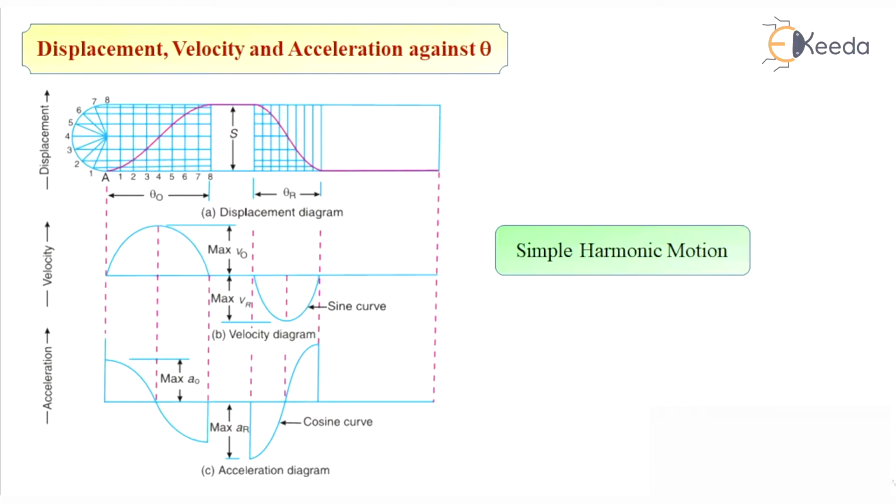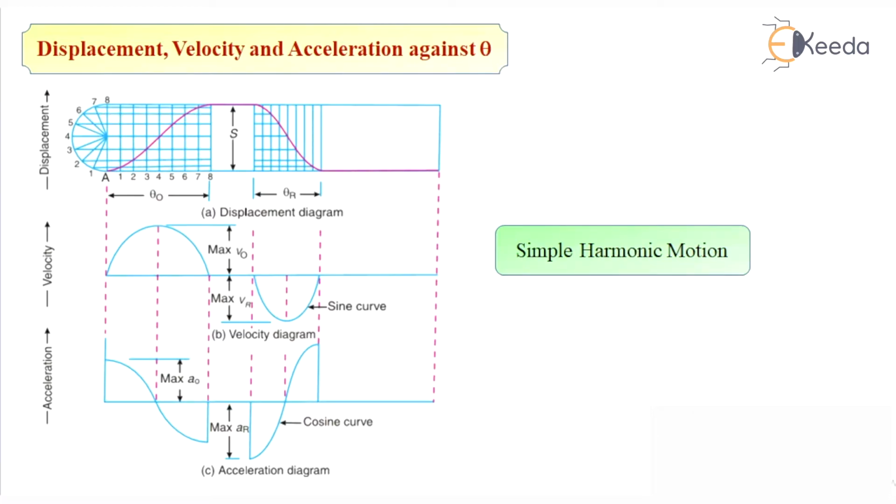Initially, draw a semicircle on the follower stroke as diameter. Second, divide the semicircle into any number of equal parts, say 8. Divide the angular displacement of the cam during outstroke and return stroke into the same number of equal parts. The displacement diagram is obtained by projecting the points as shown in the figure.